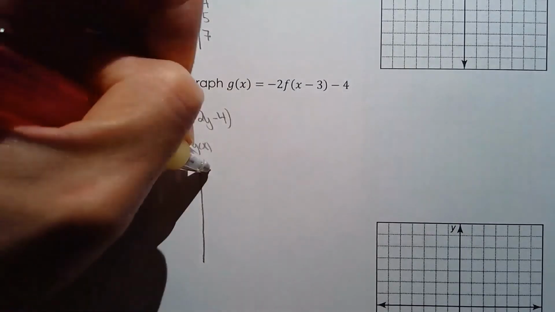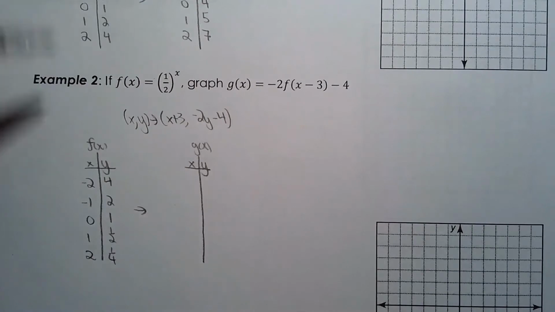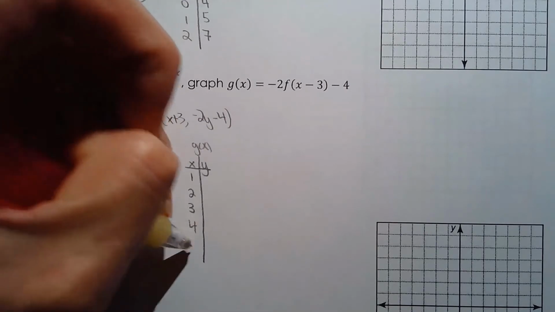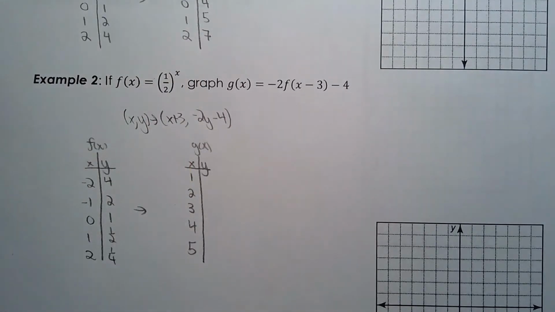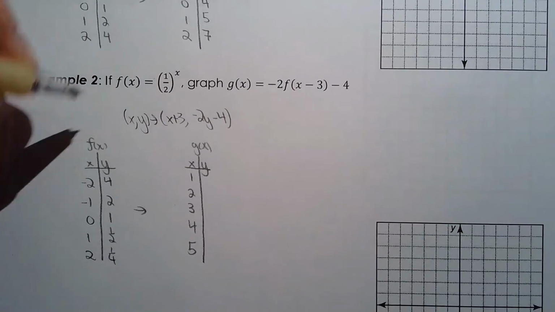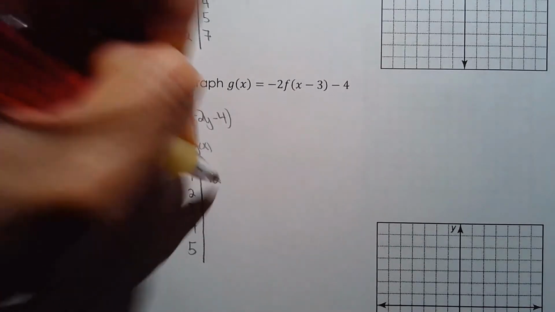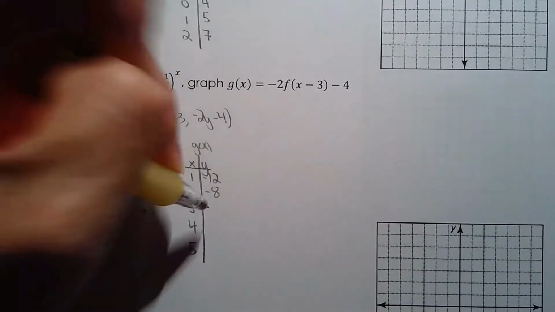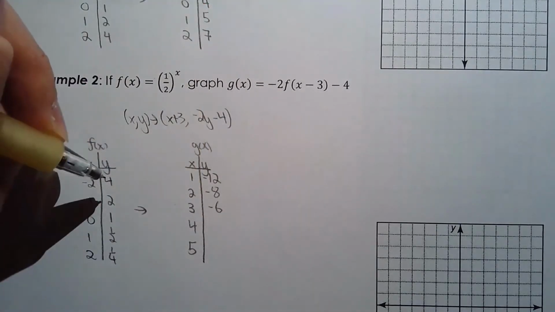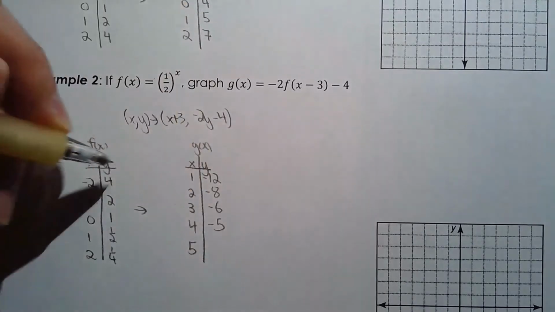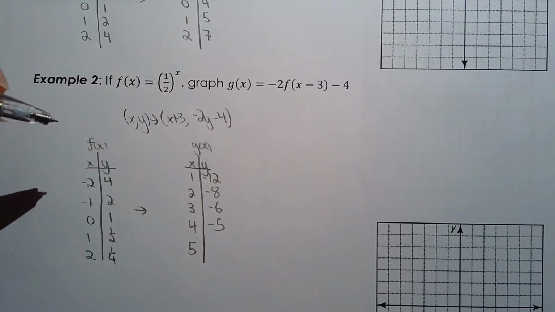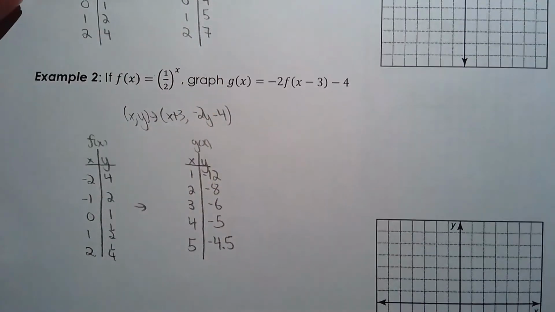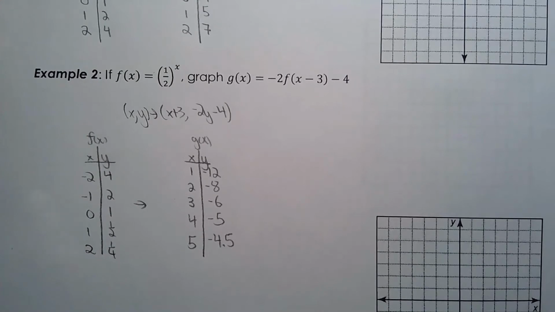Okay, so let's do the x values first. You're adding by 3. And then the y values, you're multiplying by negative 2 and then subtract by 4. Okay, so I'm looking at those y values. I think I have to change up the scale. And go by 2s, let's say.